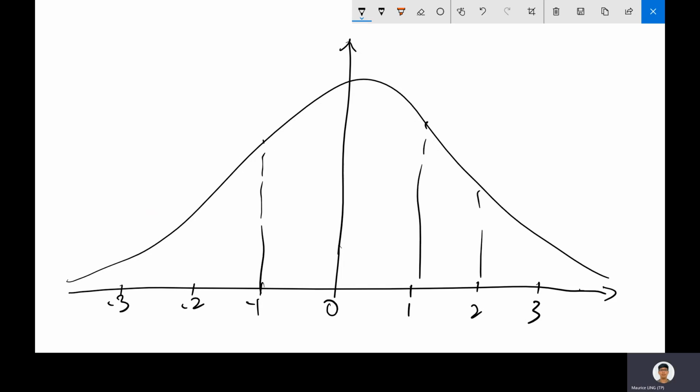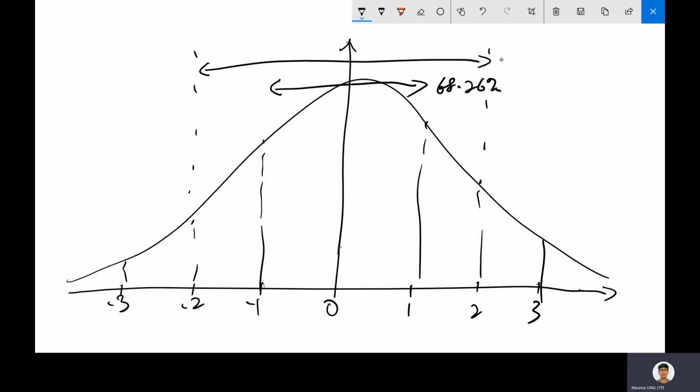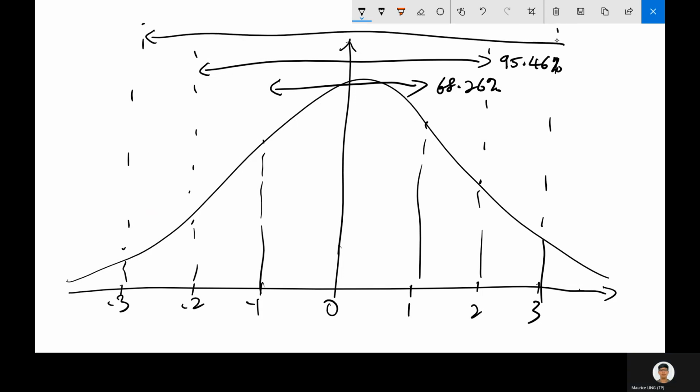What you're asked to verify is this. Plus minus 1 standard deviation is 68.26% or 0.6826. Plus minus 2 standard deviation is 95.46%. And plus minus 3 standard deviation is 99.73%. Why not you verify this in Excel?